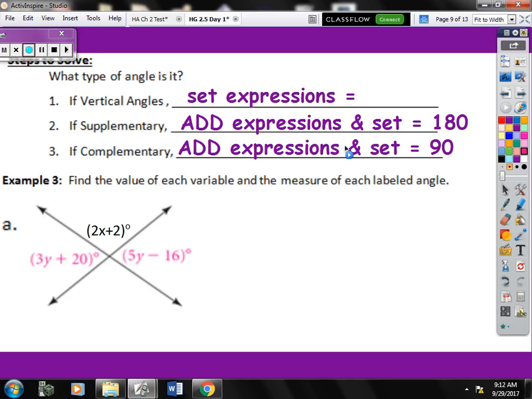Now sometimes they will give you more than one variable, like x and y. So you will have to find the value of each, and then they do want you to find the measure of each labeled angle. So you'll take the variable and plug it back in. So in example 3a, I see two types of angles. I see these two are supplementary, these two are supplementary, and then these are vertical.